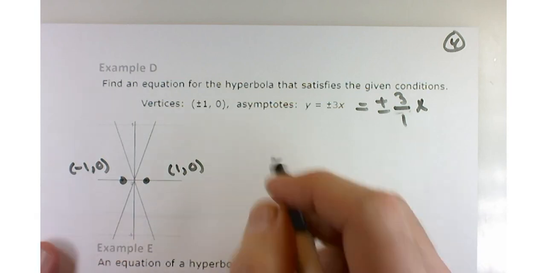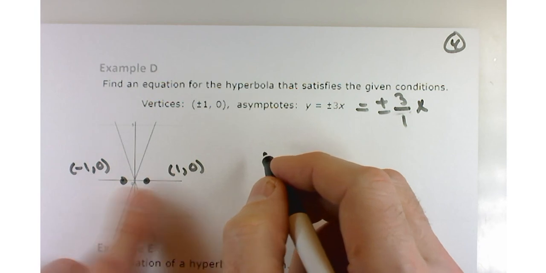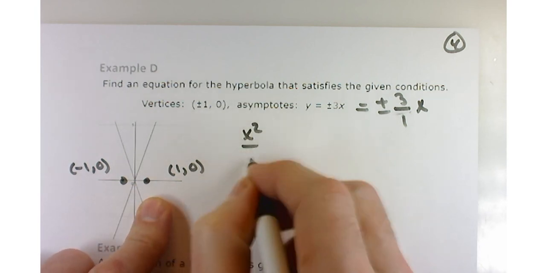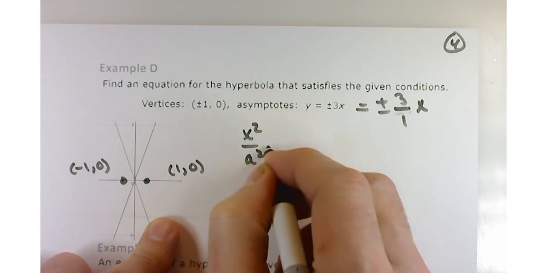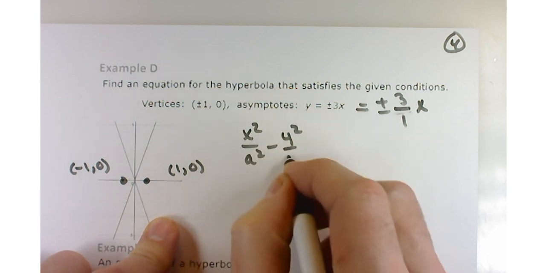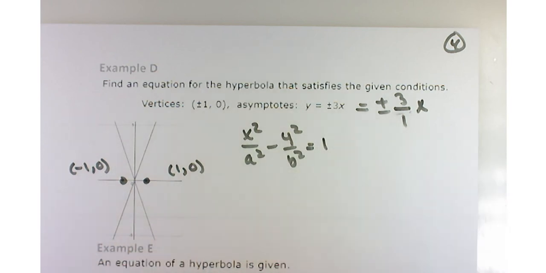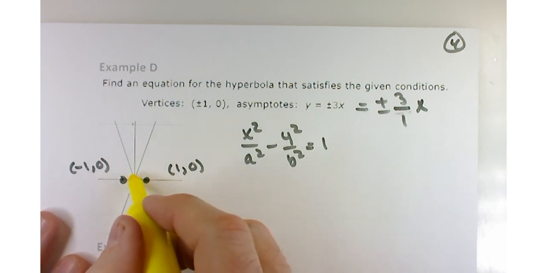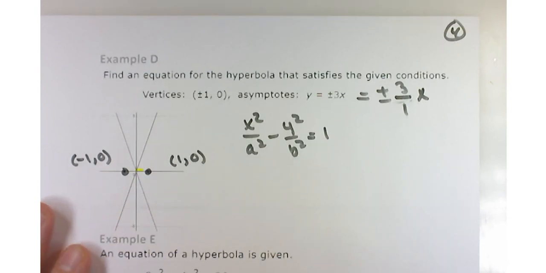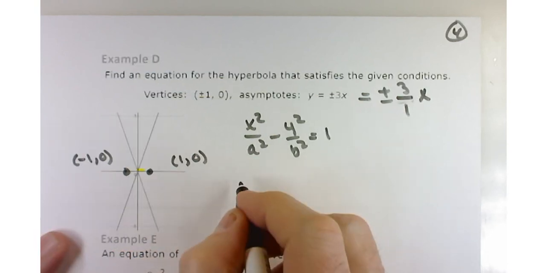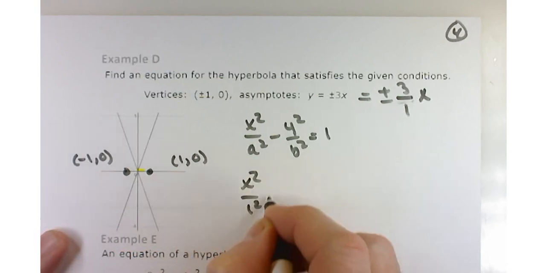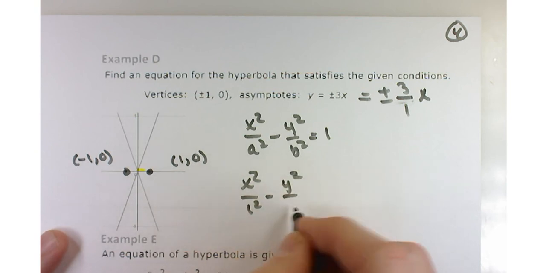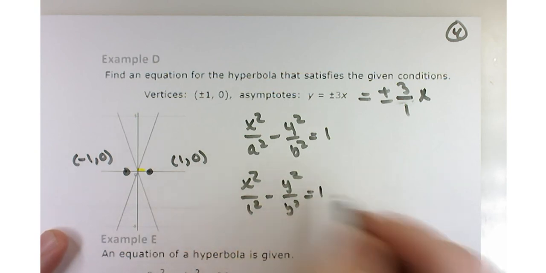Hopefully you said the first one. So this has to open left and right, so it has to be of the form x squared over a squared minus y squared over b squared equals 1. And I actually know one of these distances, right? Because the distance from the center to that point right there, one of your vertices, is going to be the value underneath x. So it's going to be x squared over 1 squared minus y squared over b squared equals 1.